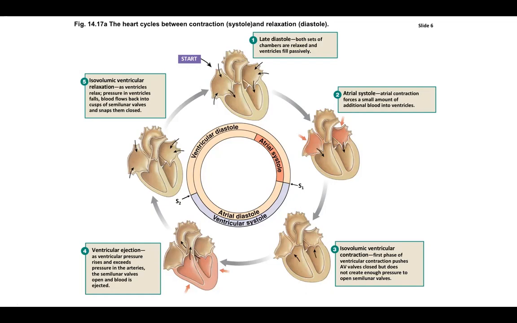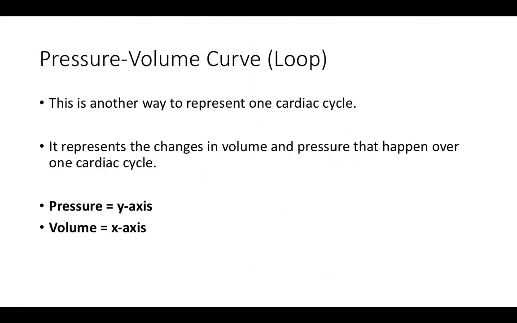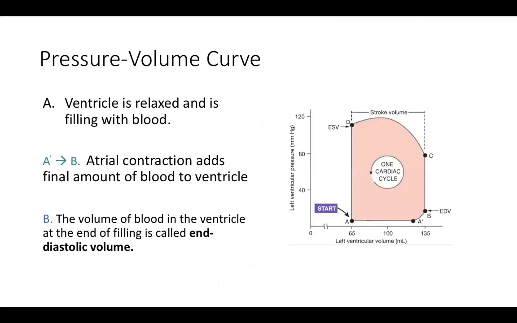So this is one way to depict the cardiac cycle. There's also another way to depict the cardiac cycle, and you can do this in a graphical form. This form is known as the pressure volume curve, or the pressure volume loop. It represents the changes in volume and pressure that happen over one cardiac cycle. What you'll notice is that the pressure is on the y-axis and the volume is on the x-axis. It's the exact same thing that we just talked about, just in a graphical representation. But we'll go through it step by step.